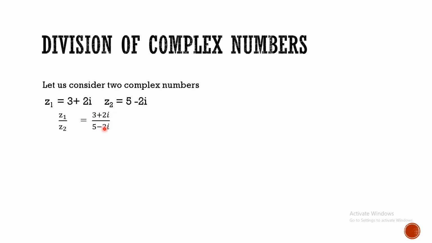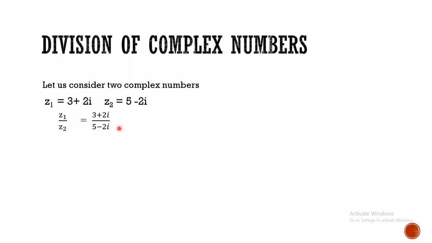You know how to divide a number by a real number. It is very simple. Even you can divide a complex number. For example, if we want to divide this number by 5, we can say that is 3 by 5 plus 2i by 5. Very simple. But how to divide a complex number by another complex number? Here the complication arises. So let us try to do one thing. Is it possible for us to convert this complex number into a real number?